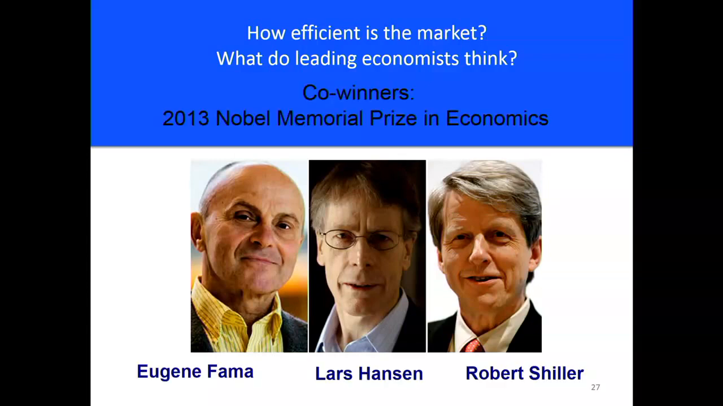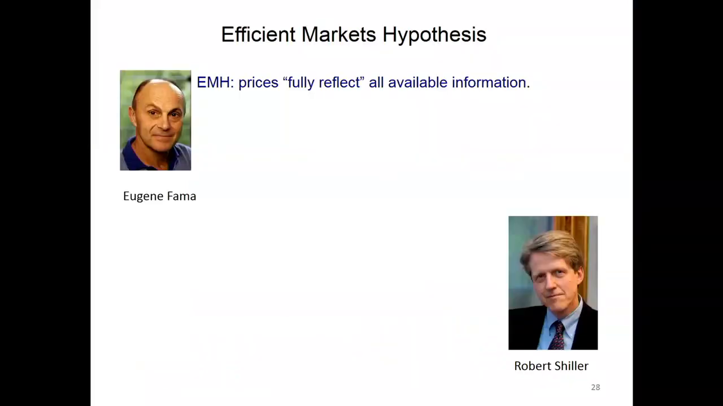In 2013, Eugene Fama, Lars Hansen, and Robert Shiller all won the Nobel Prize for their work in asset pricing. They had different contributions to our understanding of asset pricing. Fama and Shiller are more famous than Lars Hansen, so I'll just focus on them. According to Fama, he believes in efficient markets. He thinks that markets are efficient. He doesn't believe in bubbles.